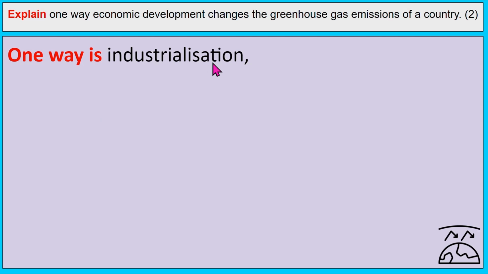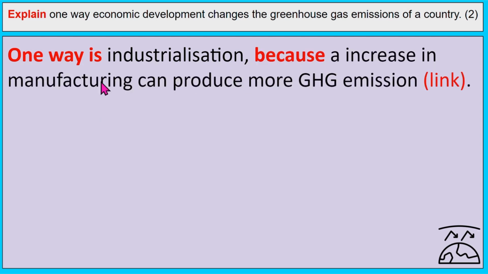1 way is industrialization because an increase in manufacturing can produce more greenhouse gas emissions. I've tried to show you how efficiently you can get the marks here. I'm going to get a mark for industrialization. Nice, there's my point. And then because an increase, so stated it's going to be an increase in manufacturing, for me that gets the 2nd mark. Manufacturing can produce more greenhouse gases. So I'm saying manufacturing of products causes greenhouse gas emissions to go up. For me, if you linked it to the question, greenhouse gas emissions, that's very tidy. It very efficiently gets those 2 marks.